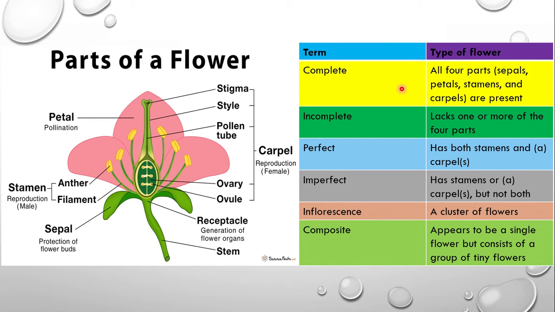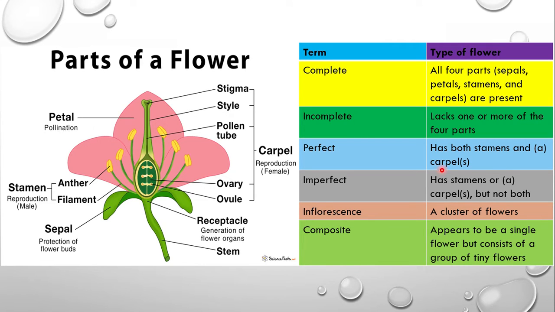Okay? However, kung naay mawala from these four, okay, one or two ang wala ani nga mga parts sa flower, that is considered incomplete nga flower. For example, naa siya pistil or kadtong female part sa flower pero wala siya male nga part, okay? It is an incomplete nga flower. Tawagon siya og perfect nga flower pag naa siya stamens at saka carpels, no?